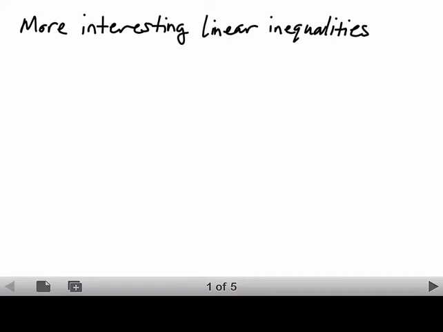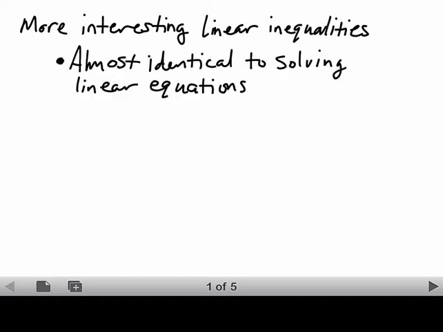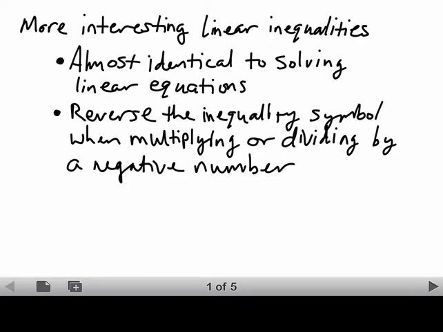In this session, we're going to solve more interesting linear inequalities. And again, I call them more interesting because there are more steps involved. Let's recall that solving a linear inequality is almost identical to solving a linear equation. The difference is that the inequality symbol reverses whenever we multiply or divide by a negative number.